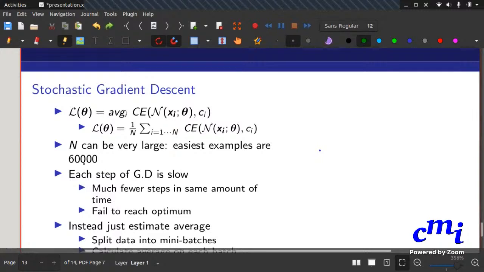So for example, in the MNIST data set itself, there are some 60,000, and that is a very, very small data set. If you talk about the modern state of the art, ChatGPT has been trained on, quote unquote, all of the internet, which is some petabytes of data.